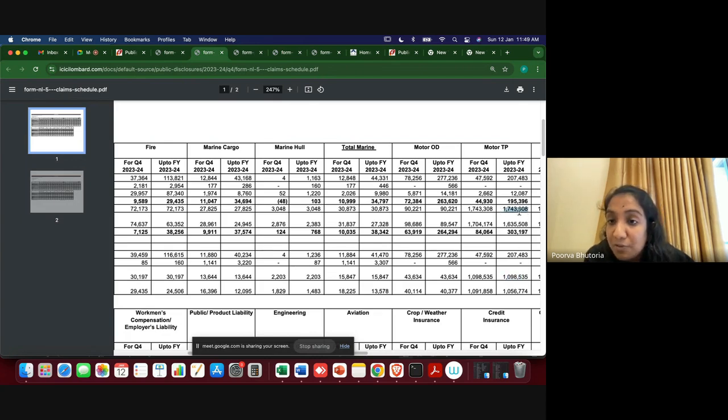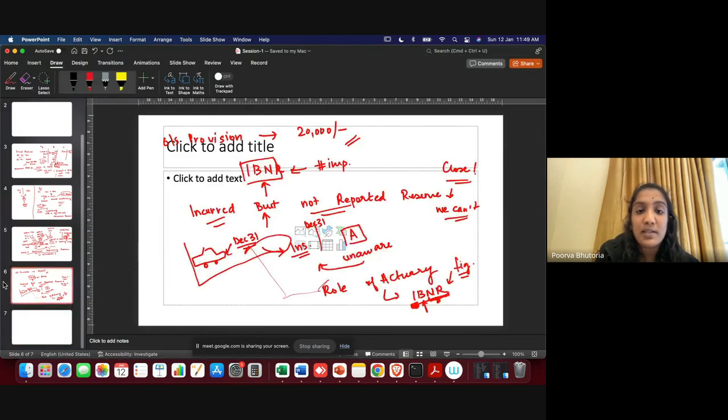You'll see out of the 20,000, basically let's assume the claim amount was 20,000. The actual outstanding provision was 20,000. So 17,433 in total, of which 10,985 is because of IBNR alone. So calculating the IBNR figure is one of the major tasks done by an actuary in an insurance company.